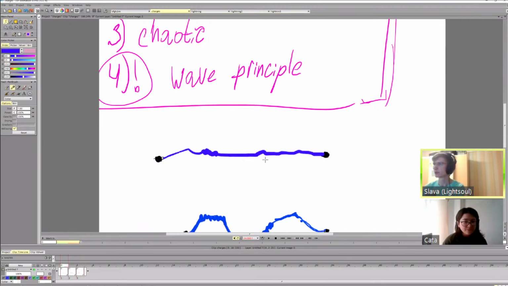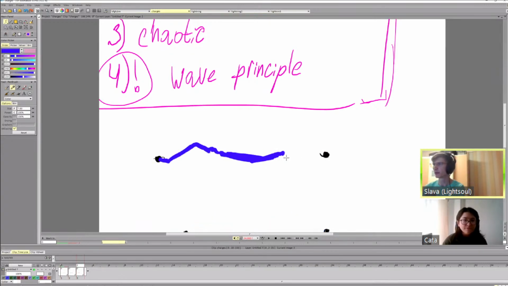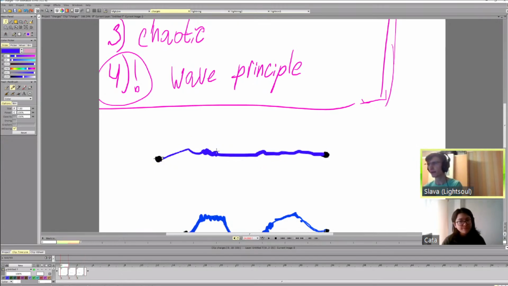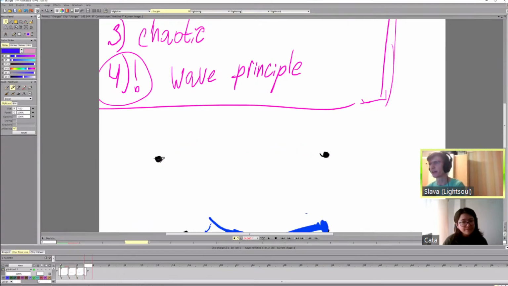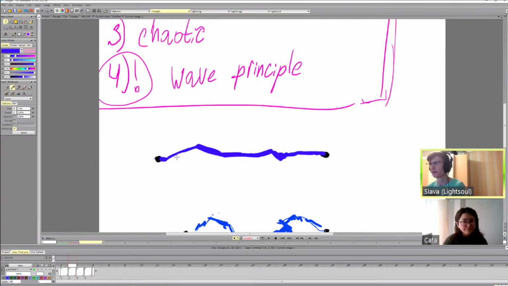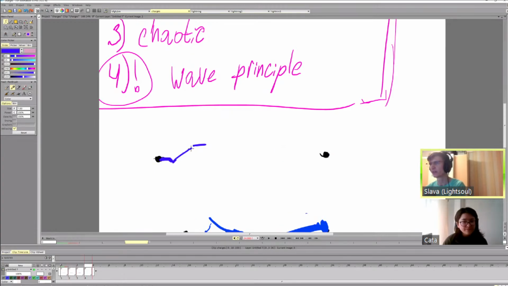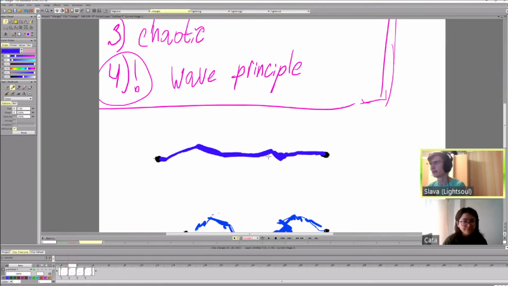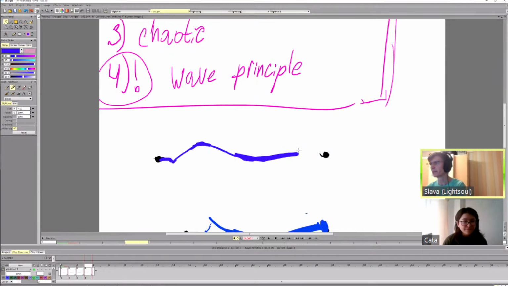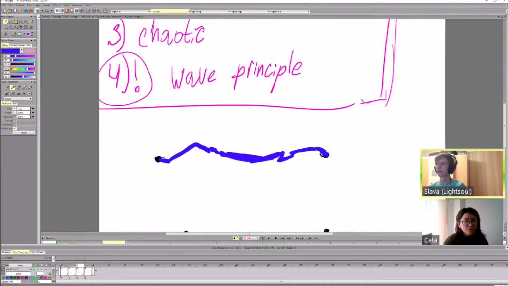So we're still transferring the width from left to right. And this is a slow part. So let's add one more slow frame. And now the width is being transferred to the right. So this part becomes thinner. And the right part becomes thicker. Now, we had a slow part.